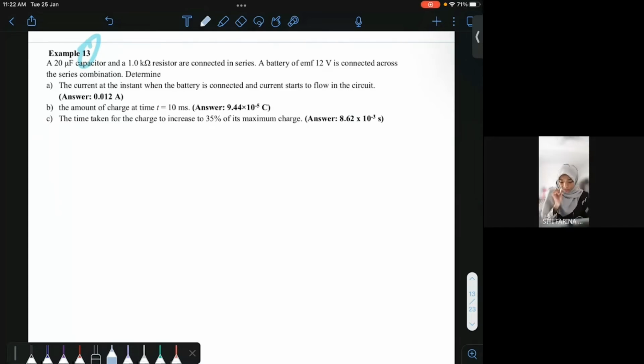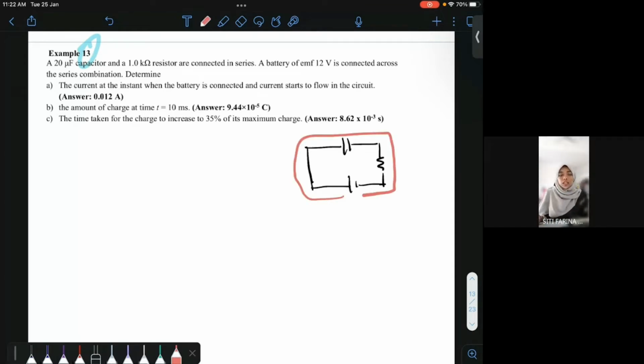Okay, last example here, example 13. So what we have here is 20 microcapacitor and 1 kilo ohm resistor are connected in series. A battery of EMF 12 volt is connected across the series combination. So what you have here, kita ada capacitance, pasti kita ada resistor, and you have battery, and all these are connected in series. Okay, maksud series dekat sini adalah current akan flow tanpa berpecah di mana-mana cabang. The current is not going to split in any of the junction. As there is no junction.